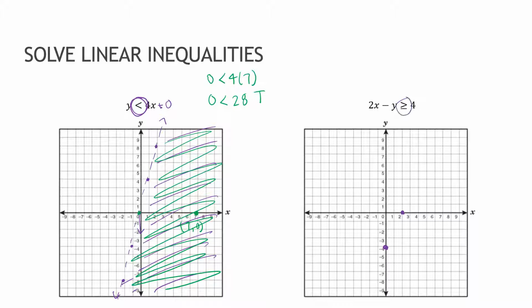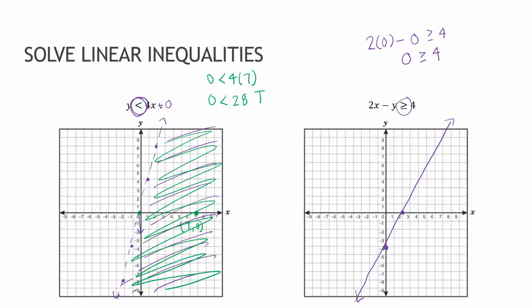This guy is a solid line because it's or equal to. Do the best you can to make a straight line. And again, I'm going to choose a test point because I think that's the easiest way to go. 2 times 0 minus 0 is greater than or equal to 4. 2 times 0 is 0. 0 minus 0 is 0. So I have 0 is greater than or equal to 4.